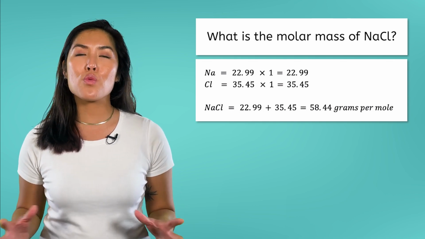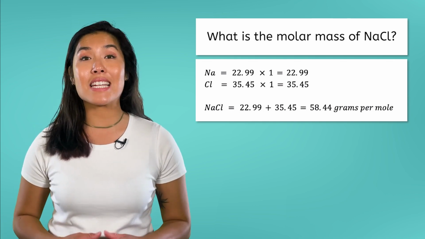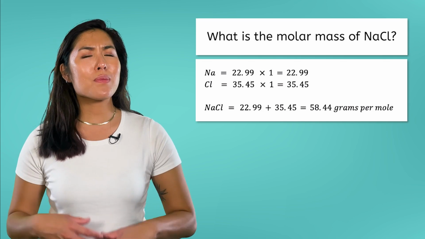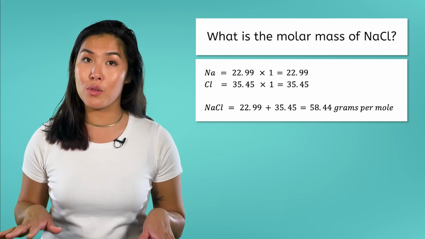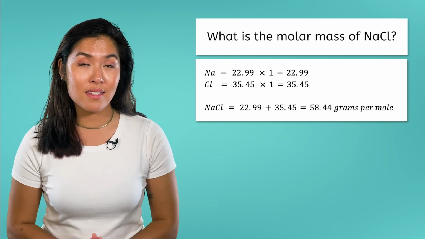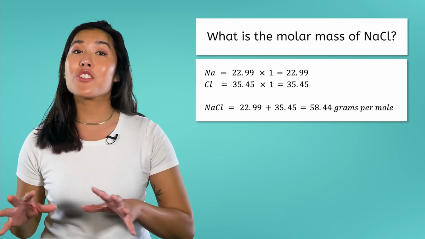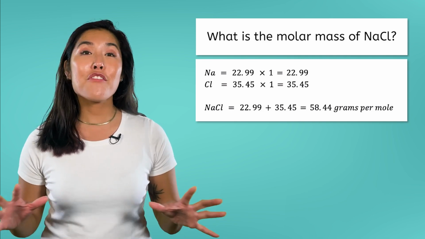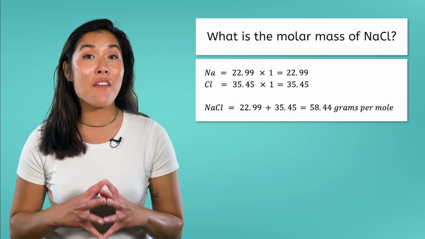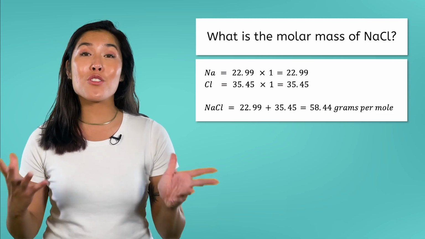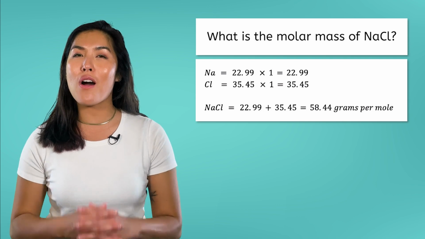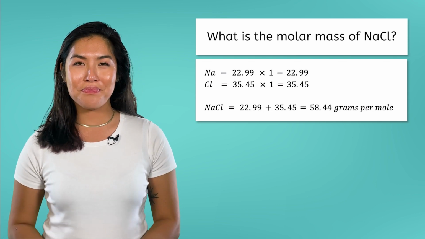The difference between molar mass and atomic mass can sometimes be a little confusing. Molar mass is the mass of 1 mole of a compound, while the atomic mass is the average mass of 1 mole of an element measured in grams and can be found on the periodic table.